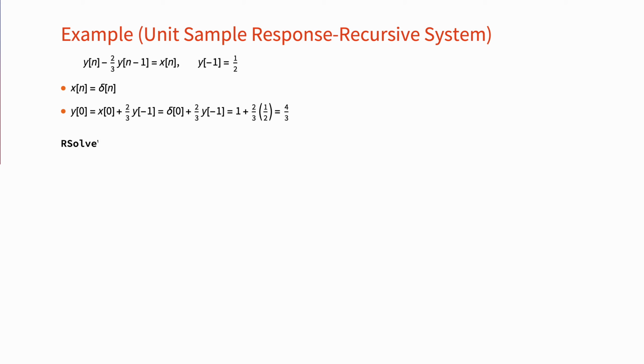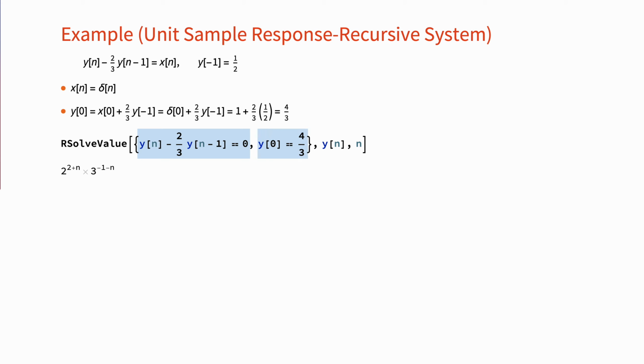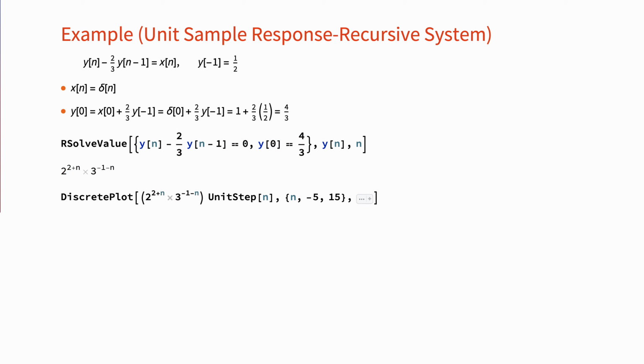Now, using the Wolfram Language, we can simply solve the homogeneous equation together with the new initial condition and get the unit sample response. And we can also plot the sequence to see how it changes over n. As you can see, for negative values of n, the unit sample response of the system is 0, and for positive values of n, as expected, we have a decaying exponential.